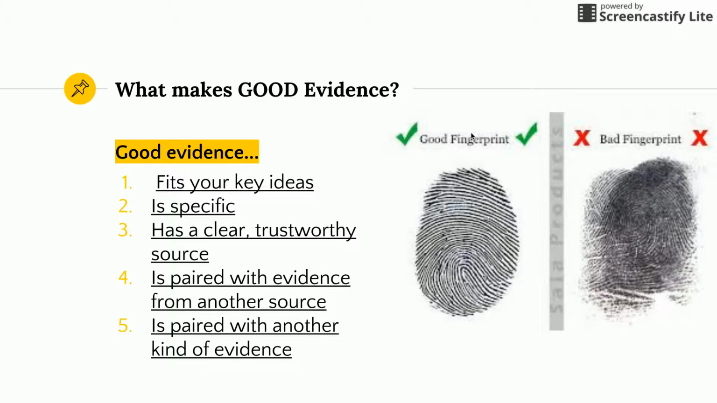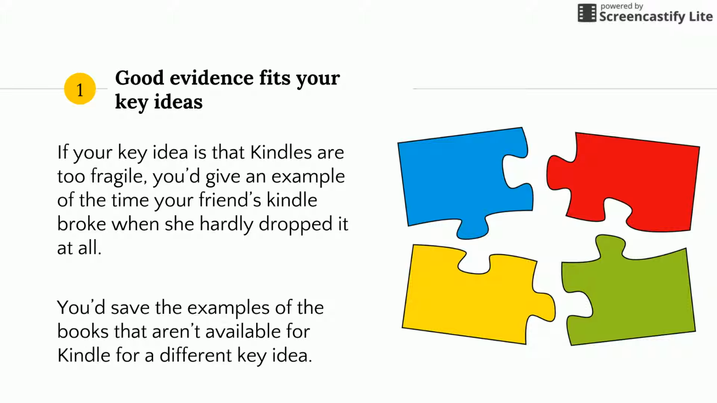So to start with, good evidence fits your key ideas. There's lots of evidence that you could use to back up your claim. Make sure you organize it so that you're putting evidence that makes a lot of sense for one key idea together and save other evidence for another key idea. So if your key idea is Kindles are too fragile, you might give an example of the time your friend's Kindle broke when she hardly dropped it at all. You'd save some other examples of the kinds of books that you wish were available on your Kindle, but they aren't, for a different key idea, because it doesn't match the key idea that they're too fragile.